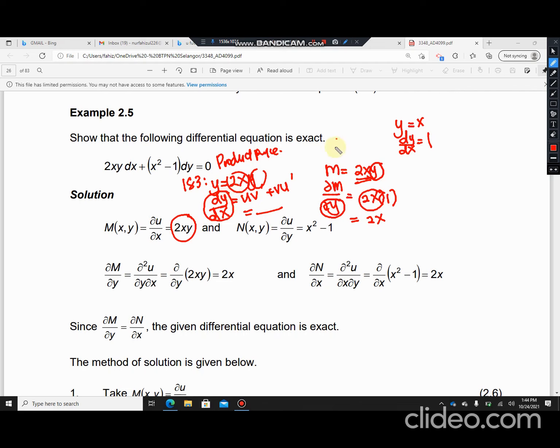Tapi kat sini dia adalah PDE sebab apa? Dia adalah partial differential equation sebab awak just fokus pada satu variable. So satu lagi kita maintainkan dia sebagai constant.